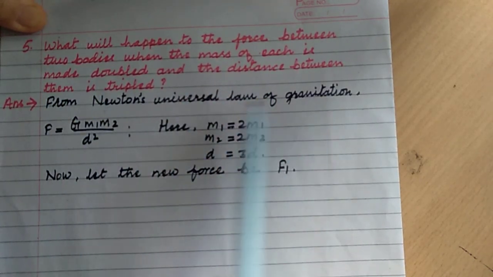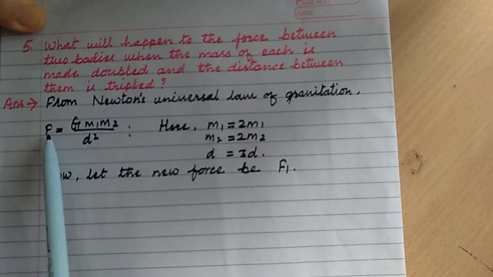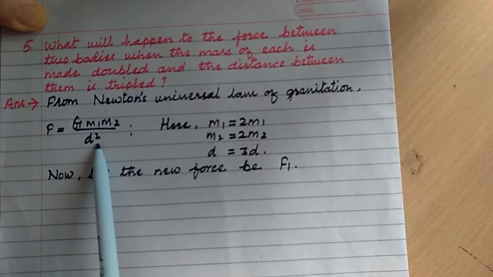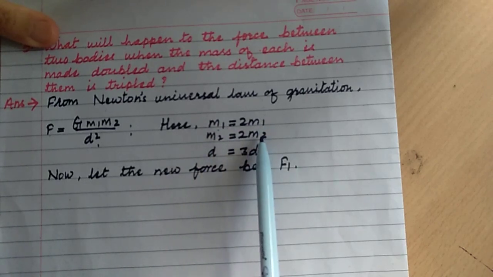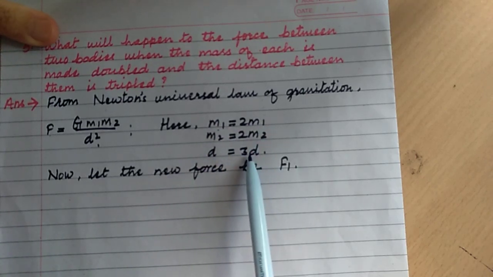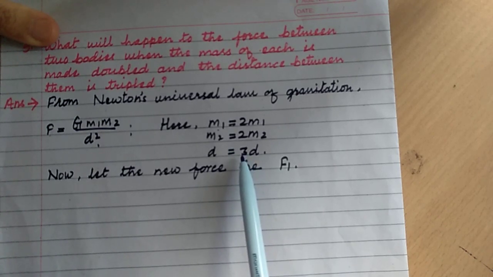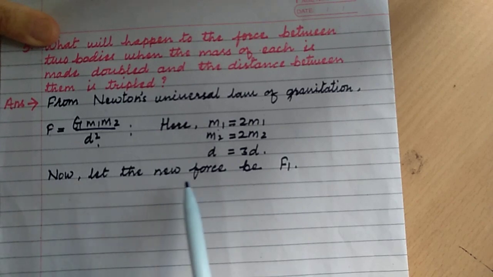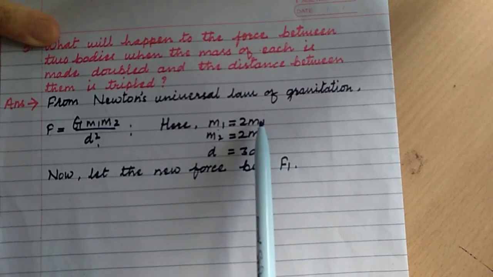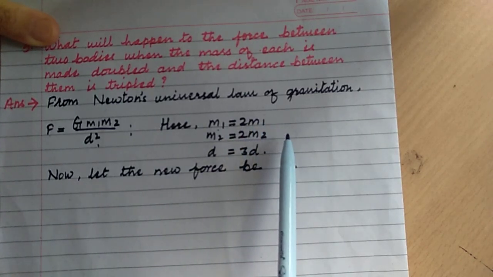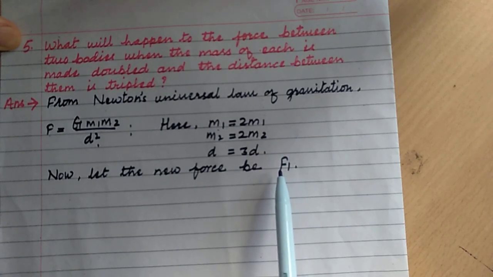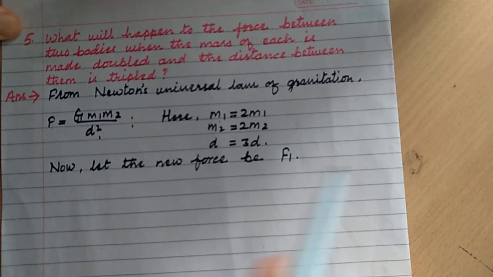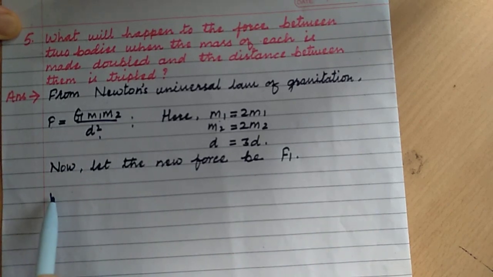Now from Newton's universal law of gravitation, you can write the answer this way: F equal to g m1 m2 divided by d square. Here m1 is made 2m1, m2 is made 2m2, double. Distance is tripled, means 3 times. Now let the new force be F1. After we make all these changes, the gravitational force will have a new value. Let this be F1. Now we'll see the calculation here.